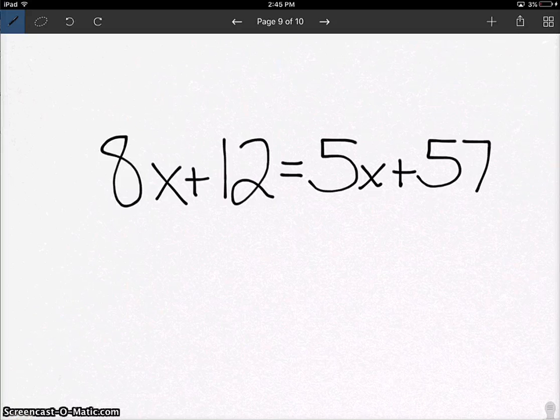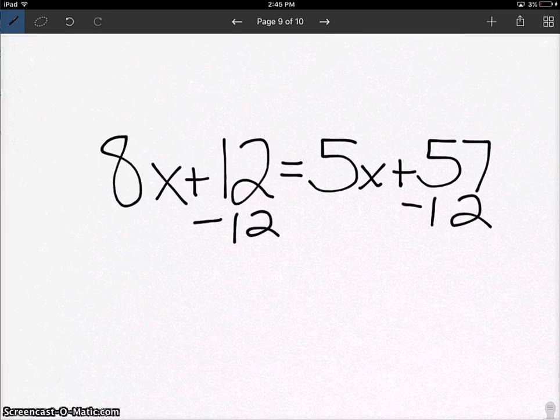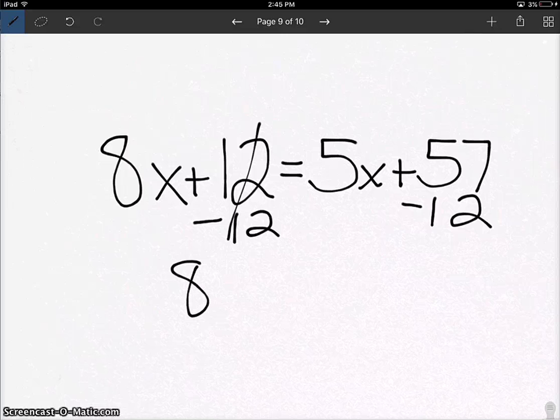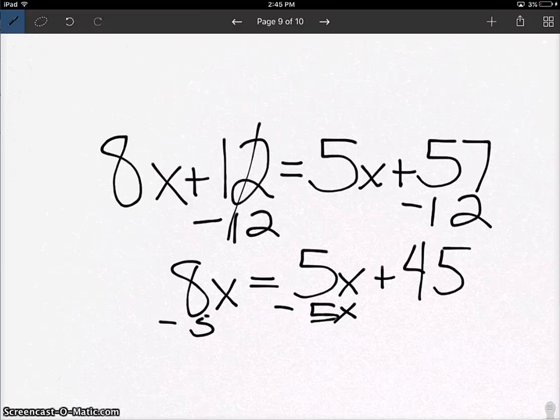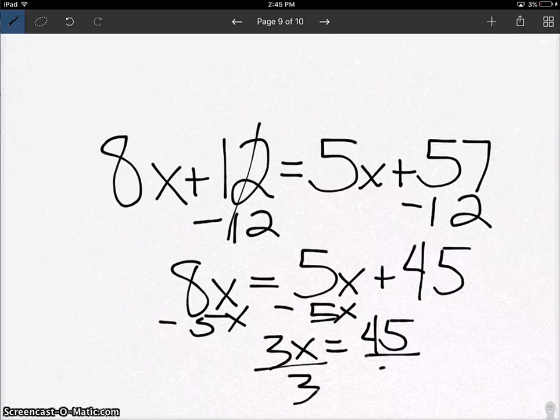I'm going to do what I have to do here. I'm going to subtract 12 from both sides. That'll leave me with 8x equals 5x plus 45. Then I'm going to subtract 5x from both sides. That gives me 3x equals 45. Divide by 3 to get x by itself. x is going to equal 15.